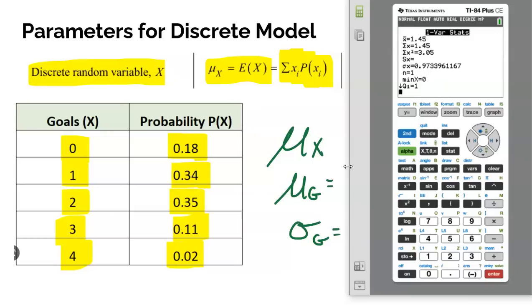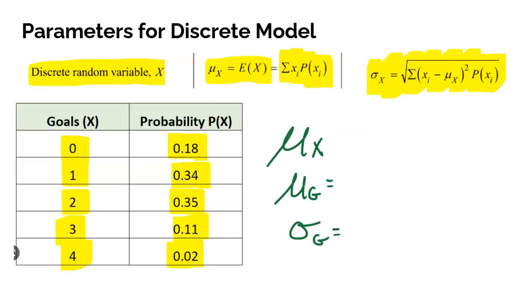So in the long run, we expect Sally to score, like maybe over the course of her entire career, she averages 1.45 goals per game. But again, that's going to deviate because sometimes she scores less and sometimes she scores more. So the standard deviation there would be 0.973. So pretty cool. We have the formulas, but if you use your calculator, you don't really need the formulas to find the parameters, the mean and standard deviation, for a discrete probability model.